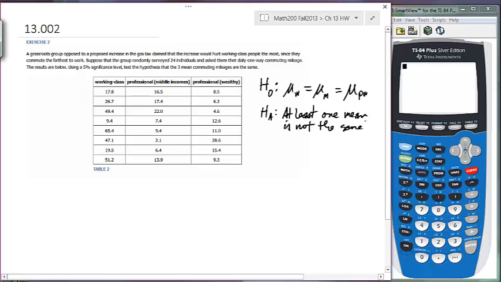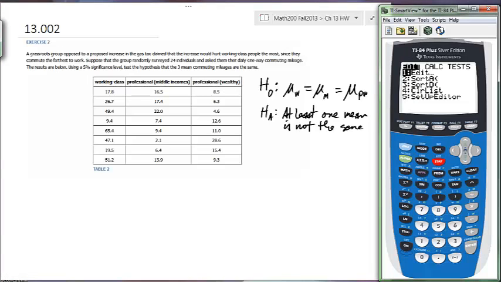So the analysis of variance takes a look at each of these data sets, and in order to compare the means, it also compares the variances between the means, among the means. What we're going to do is just punch this into our calculator and get our results. So let's take a look at that.